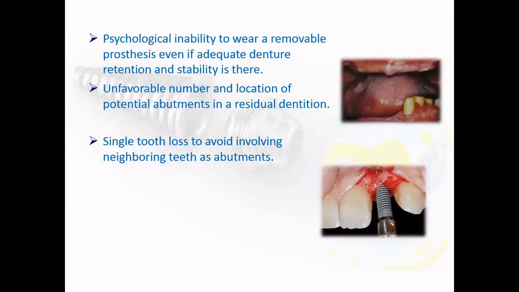Patients with physiological inability to wear a removable prosthesis, even if adequate denture retention and stability are there. Unfavorable number and location of potential abutments in a residual dentition. Single tooth loss, to avoid involving neighboring teeth as abutments. These are the indications where we place dental implants.